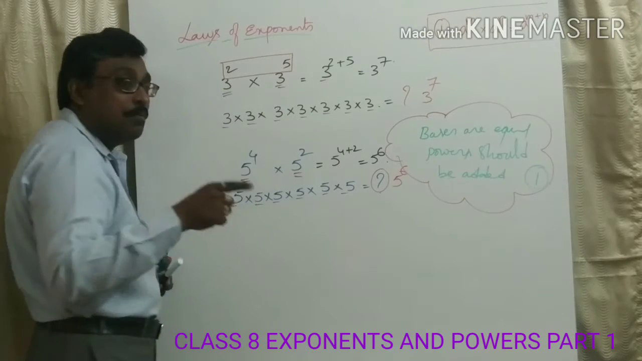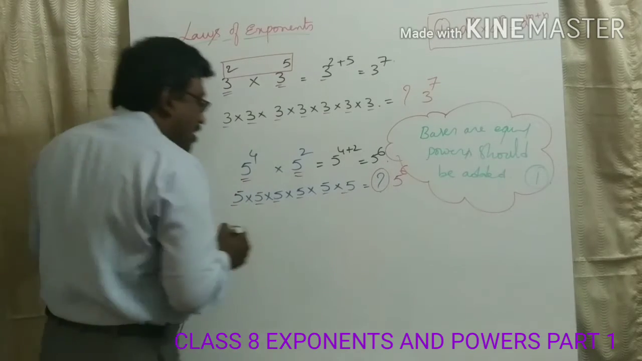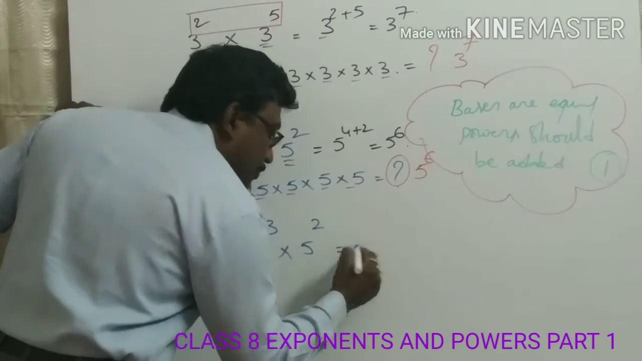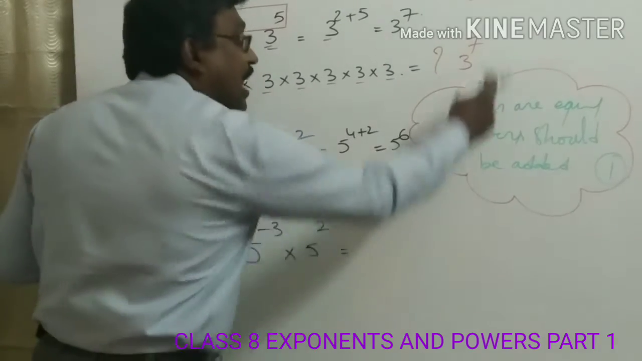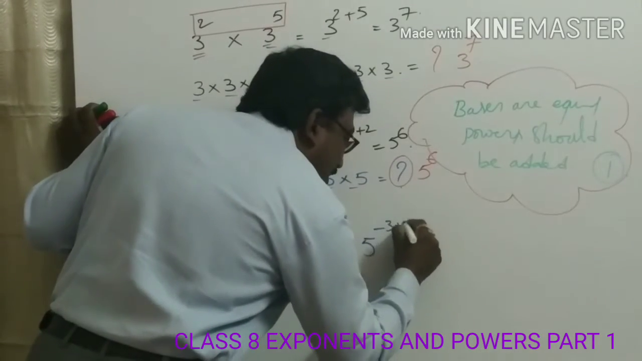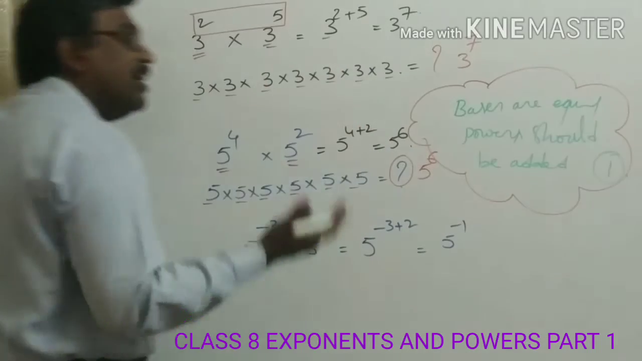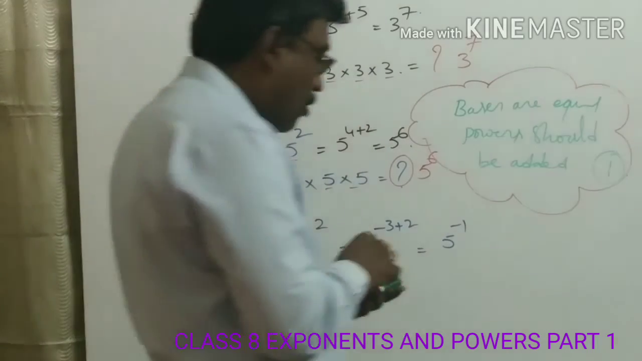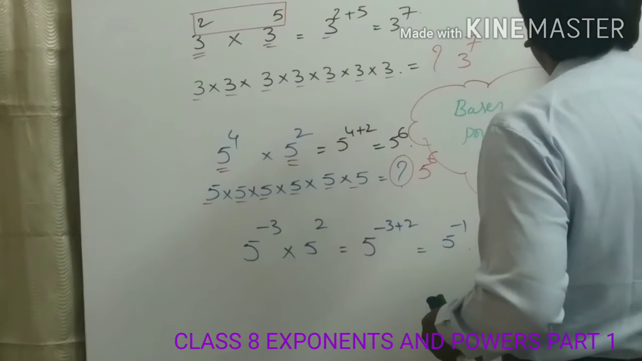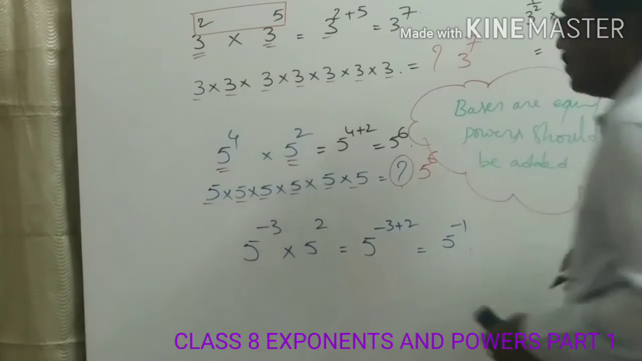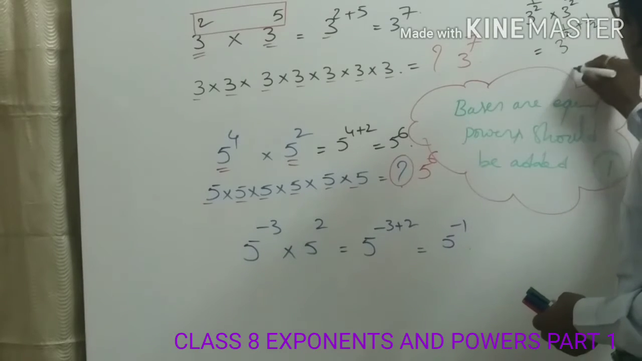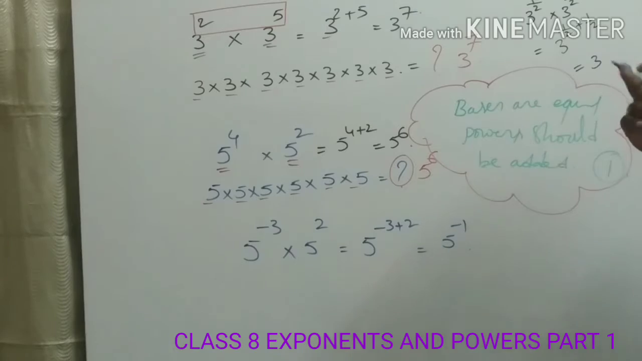The powers may not be natural numbers. Suppose 5 to the power of minus 3 into 5 to the power of 2. Then it can be written as a power m into a power n, a power m plus n: 5 to the power of minus 3 plus 2, 5 to the power of minus 1. Suppose one more I will write here, that is 3 power 1 by 2 into 3 power 1 by 2. Bases are equal, power should be added. So 3 to the power of 1 by 2 plus 1 by 2, half plus half is 1.